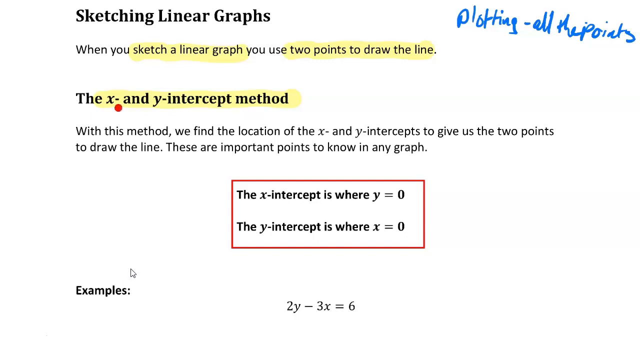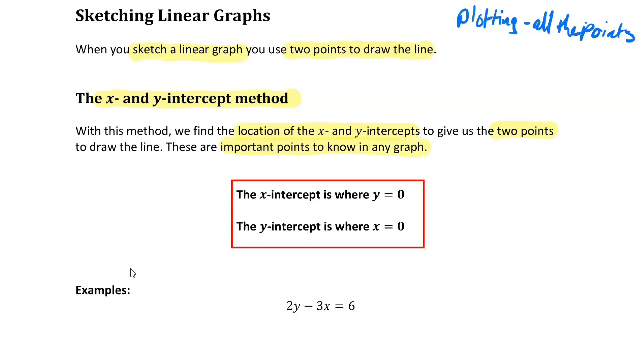Now I have to admit that this is the method that I use the vast majority of the time, if not all the time. Why? We use the location of the x and y intercepts to give us our 2 points. So our 2 points that we use to sketch the graph are the location of the x and y intercepts. Now, these 2 points are very important points to know in any graph.